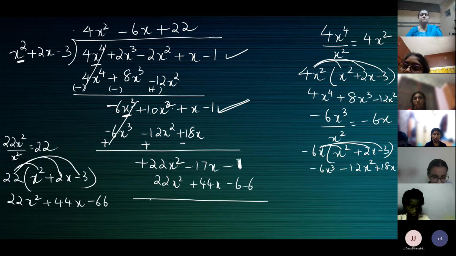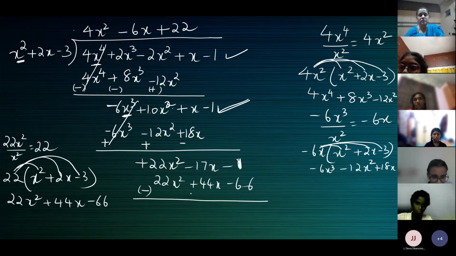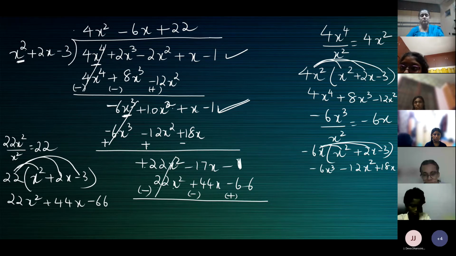We have to change the sign, ma'am. Yeah, plus becomes minus. You can put it in a bracket also. Plus becomes minus, minus becomes plus. Now what is plus 22x squared minus 22x squared? We have to cancel it, ma'am. Cancel it, because the value is 0.